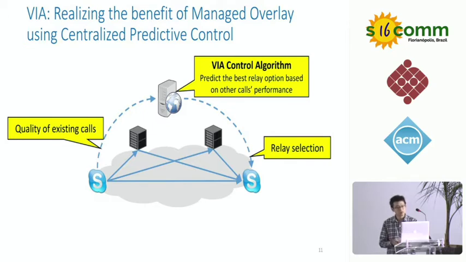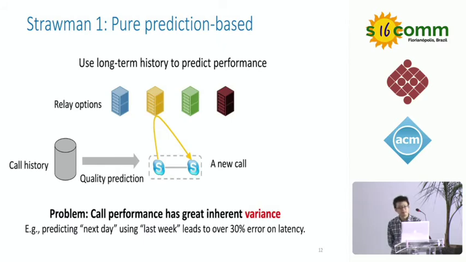In this work, we focus on the control logic of VIA, and as we'll see soon, this part could be extremely challenging. To see why it's challenging, let's first consider some strawman solutions. The first strawman is called the prediction-based method, where we look back over a long period of measurement history, so that we have calls that have tried different options and use their performance to predict the performance of each option in the current cycle.